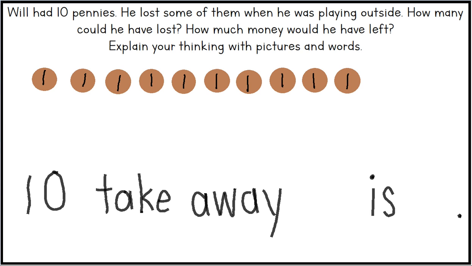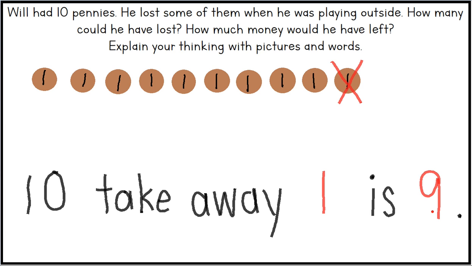So I'm going to do kind of like what I did before. I'm going to start with just if he lost one. Okay. So if Will had 10 pennies and he lost one, I would show that by crossing one out. And 10 take away 1, I'm going to write that in red. 10 take away 1, if we have 10 and we lose 1, how many do we have?